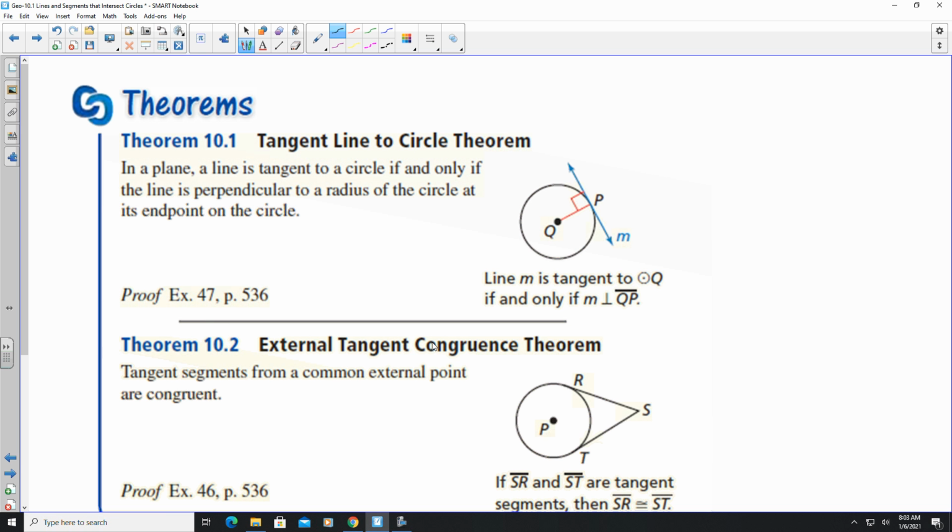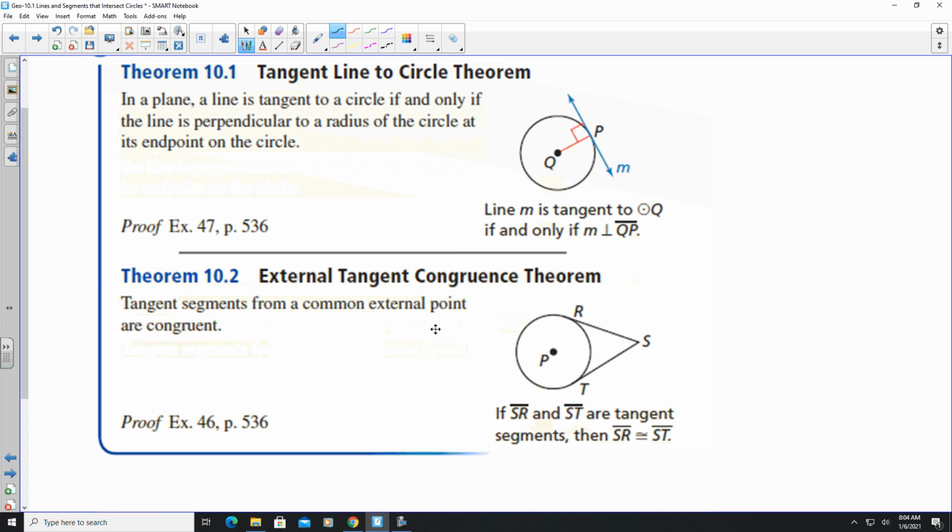Here they're saying that PQ is the radius of this particular circle, and line M is the tangent line. If that line is tangent, that means it is going to be 90 degrees to that radius. We have an external tangent congruency theorem. It says tangent segments from a common external point, which in this case is point S, are congruent. If you have two line segments like that that are tangent, then both SR and ST are going to be congruent.